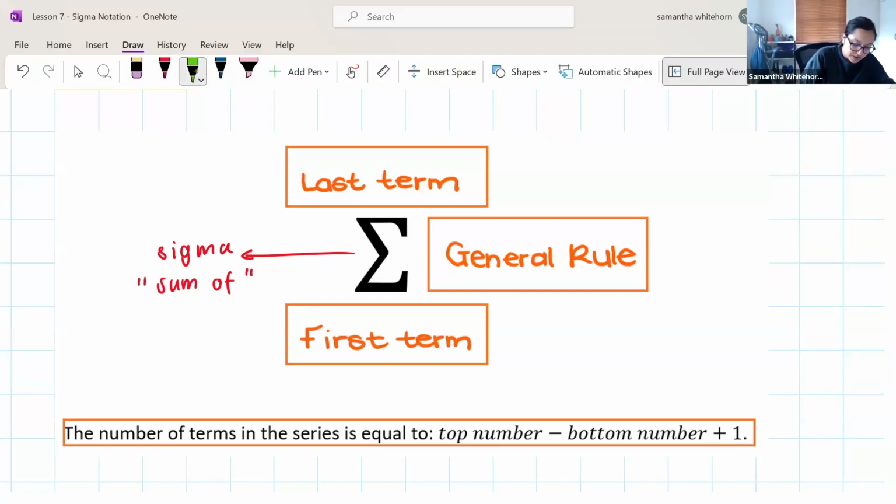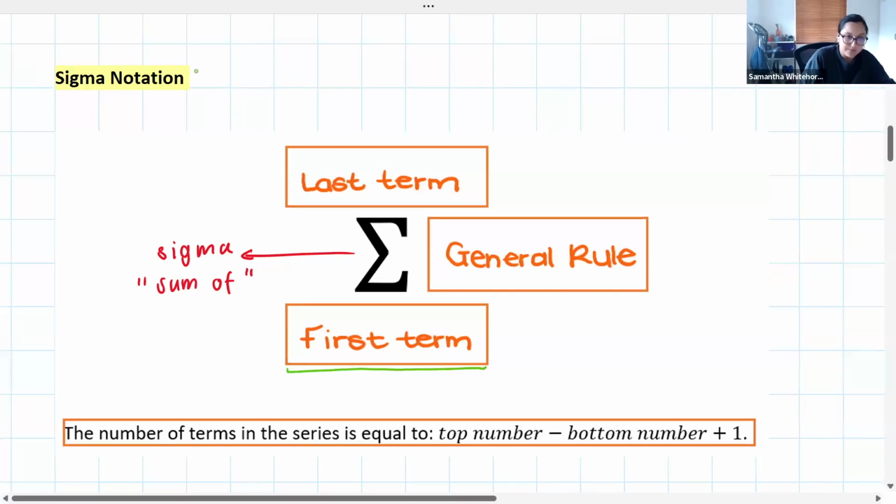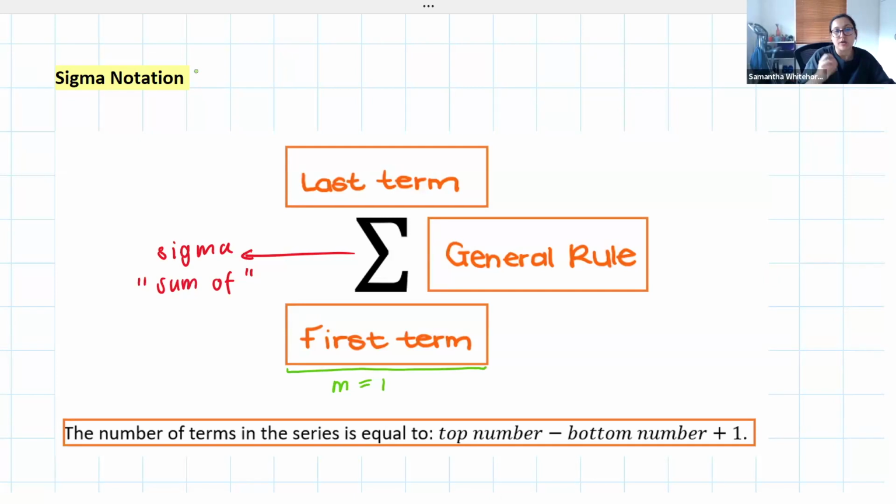The first bit of information is going to be the value down at the bottom. Now this will generally have a variable. So let's say M, I've now gone M equals, let's say 1. And this is telling me what is the first term in the series that I'm adding. So if M is equal to 1, I'm saying I'm adding from term 1 all the way up to whatever it is that we're going to add up to.